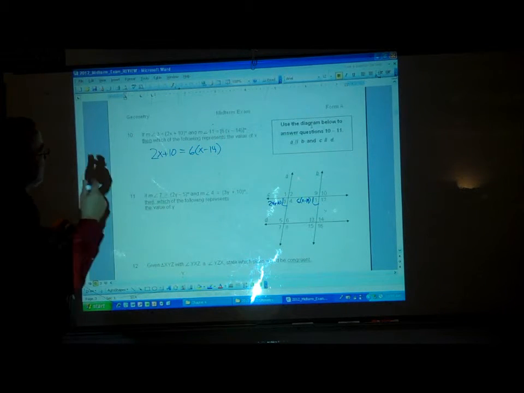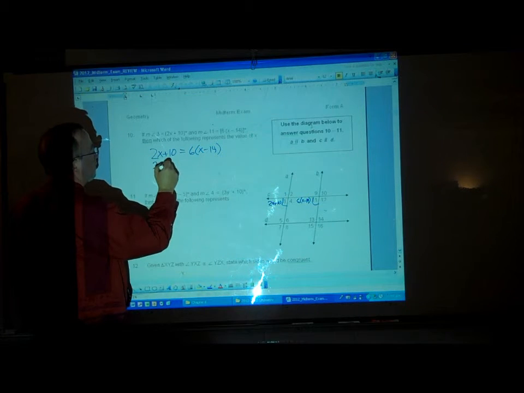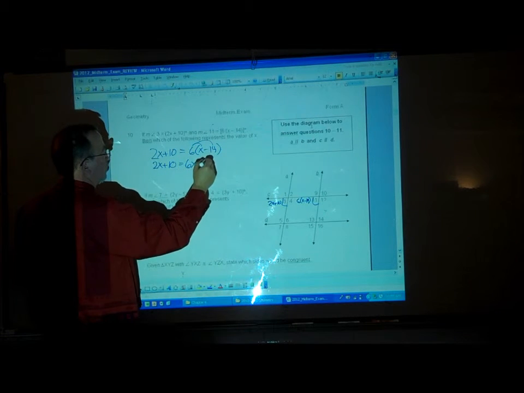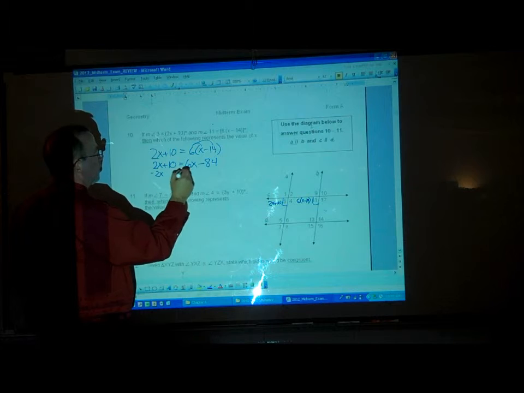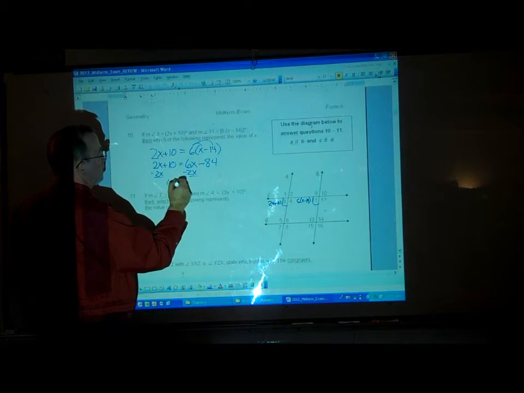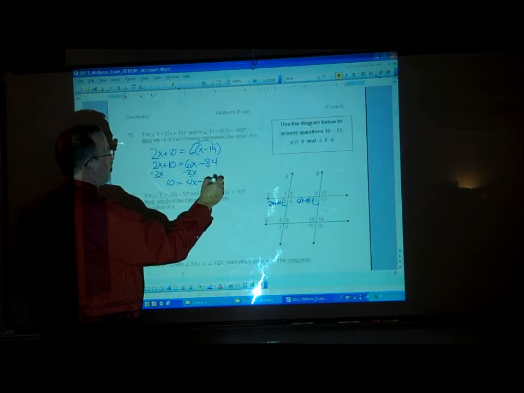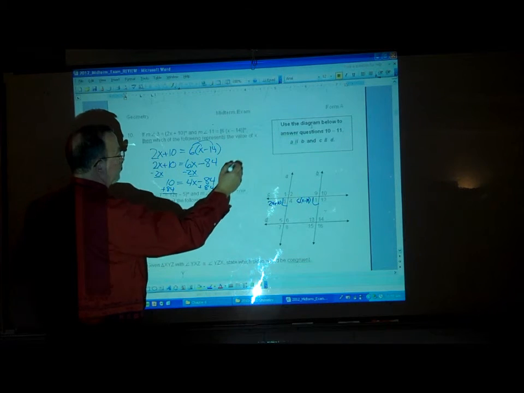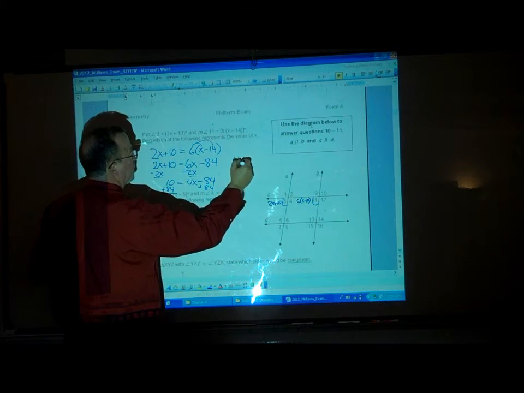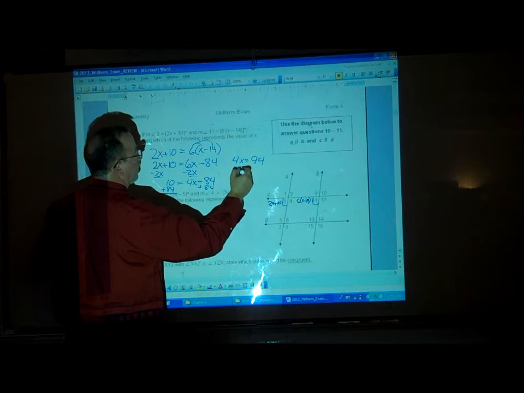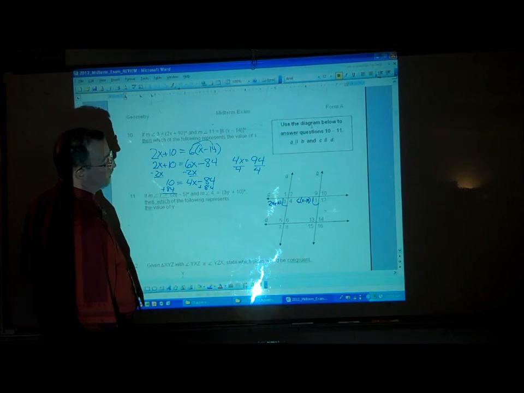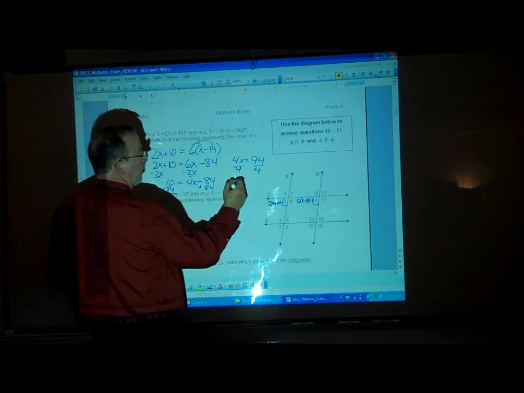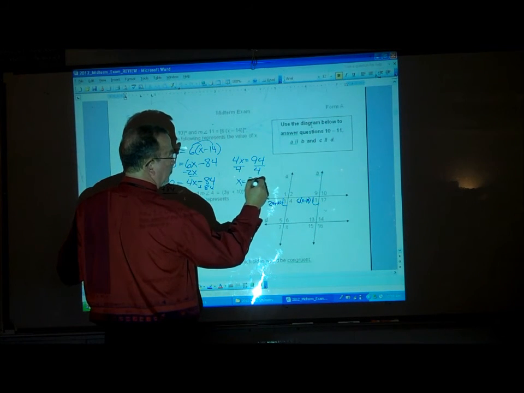Now we're just going to have to distribute here. I'm going to bring 2x plus 10 down equals 6 times x minus 6 times 14, which is 84. Subtract the small x. 10 equals 4x minus 84. Add 84 to both sides. We're going to have 4x equals 94. Divide by 4. So that's going to be x equals 23.5.